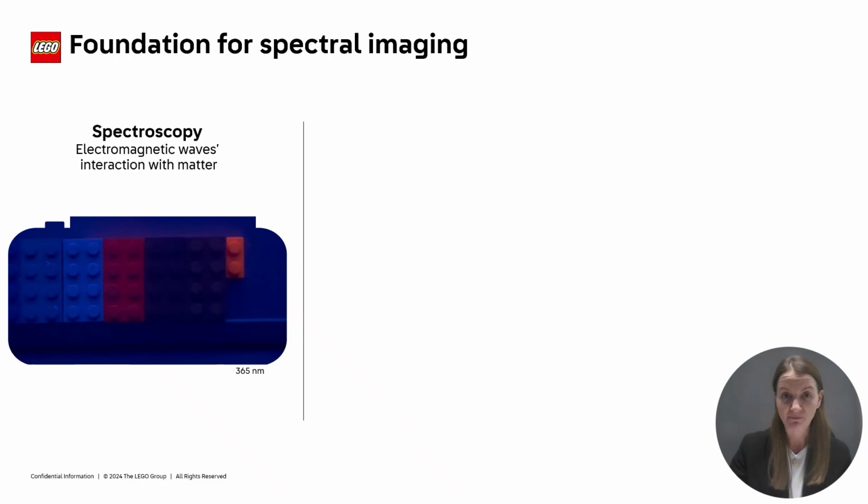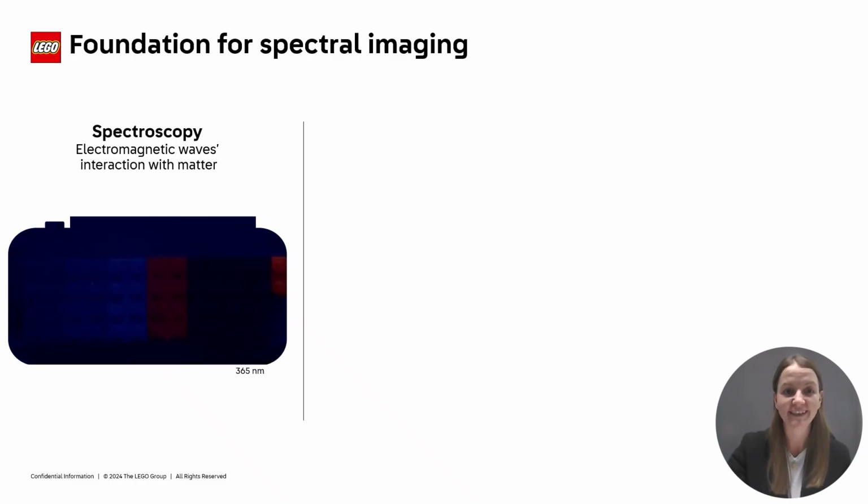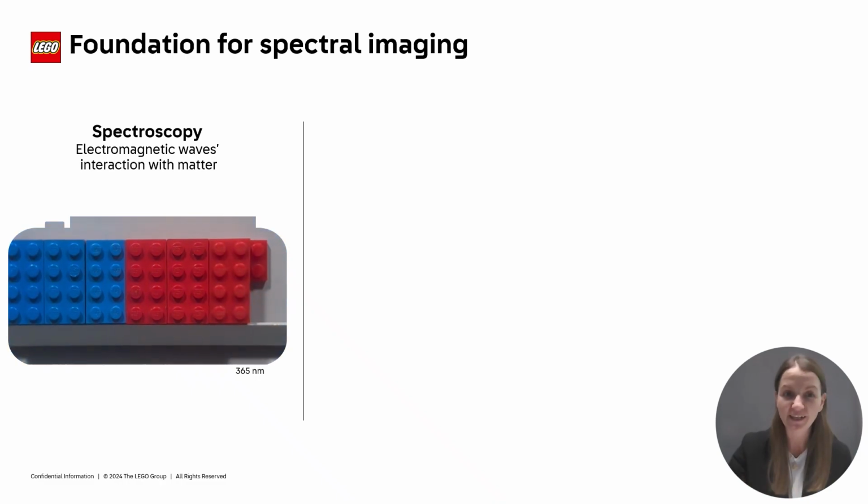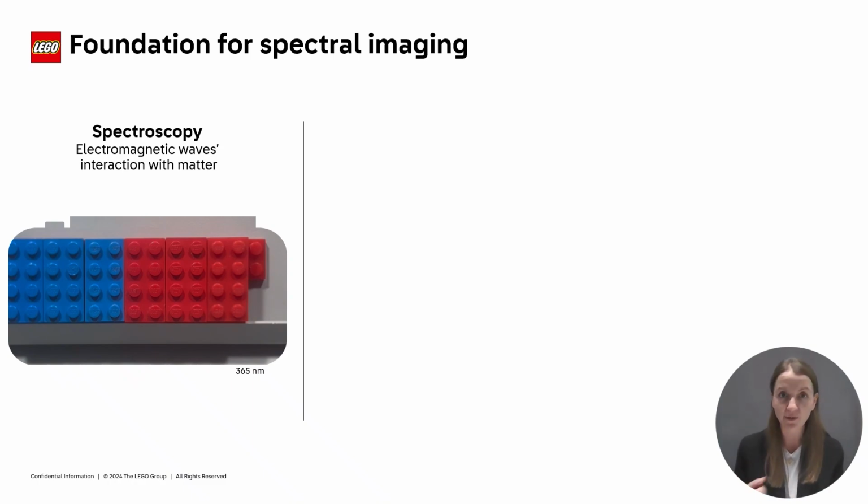And spectral imaging, the foundation for it is spectroscopy and imaging. In a few words, spectroscopy is a technique that studies how matter, and that could be a Lego element, interacts with electromagnetic waves. As seen on this video below, you will see how these seemingly very similar Lego elements appear different under UV light. And this showcases how each wavelength can bring valuable element and also material information.